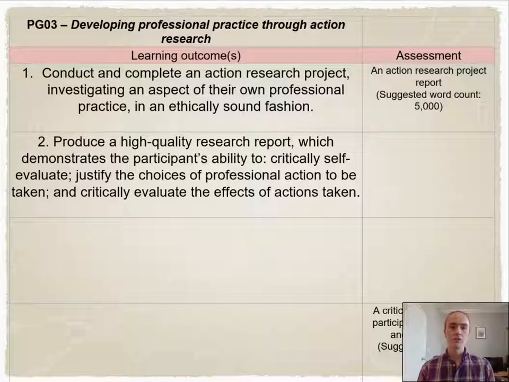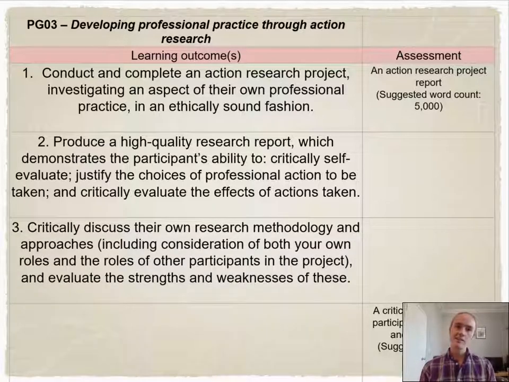So that's fine. Now, Learning Outcome 2 is about action again. So high quality research report, well, you haven't written that yet, but demonstrating your ability to critically self-evaluate, to work out how well you're doing in your practice, to justify the choices of the actions that you have taken in your research, and then critically evaluating the impact of those actions as well. So, are you doing all of those things? Within the cycles, are you clear that you're well informed? You have justification? That's a good test.